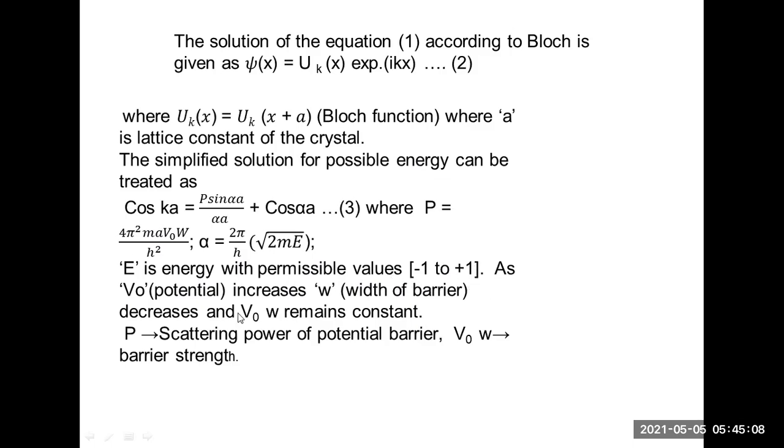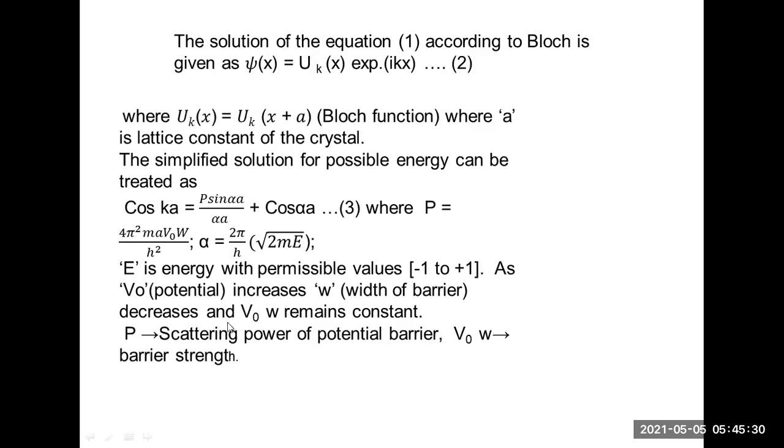So V naught is the potential. What is V naught here? The potential which is existing, in the form of, you can just say, square wells. There will be a potential with respect to the movement of the electron towards the positive ion core.